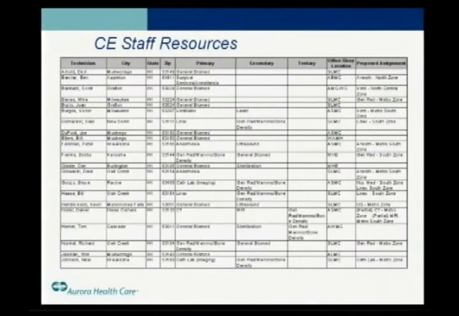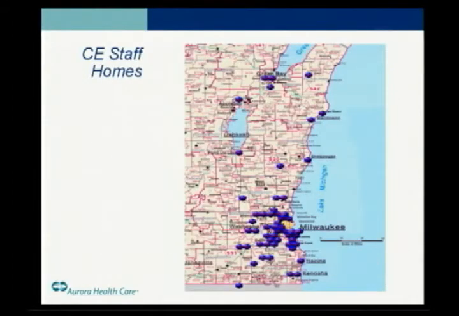We looked at our staff resources to see what we have. We needed to do a gap analysis: what do we have versus what do we need? So we created a list of all of our technicians, what their primary, secondary, and tertiary modality expertise was, and looked at what their assignments were and where they lived.